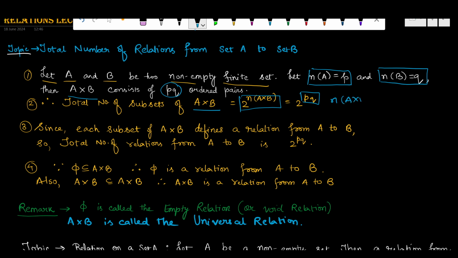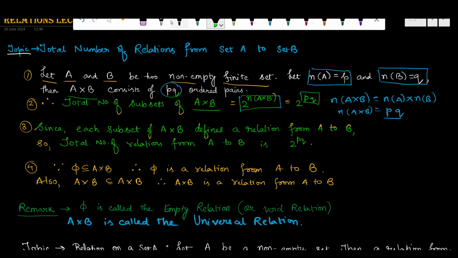As cardinality of A cross B is equal to cardinality of A times cardinality of B. So cardinality of A was P and the cardinality of B was Q, so cardinality of A cross B is PQ. So the total number of subsets of A cross B is equal to 2 to the power cardinality of A cross B. Now since each subset of A cross B defines a relation from A to B, therefore the total number of relations from set A to set B is 2 to the power PQ.